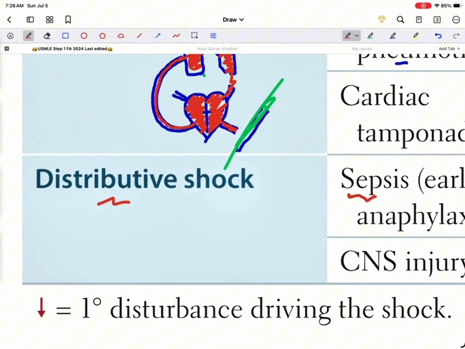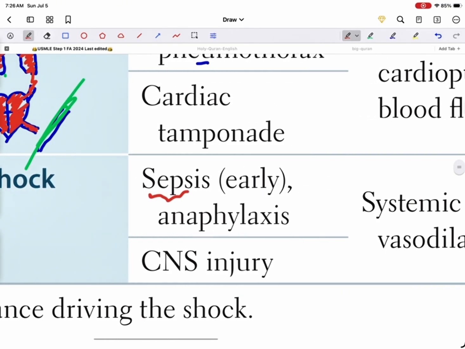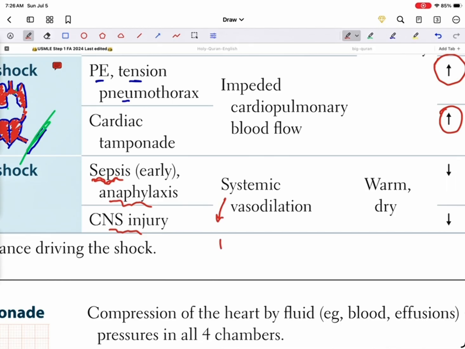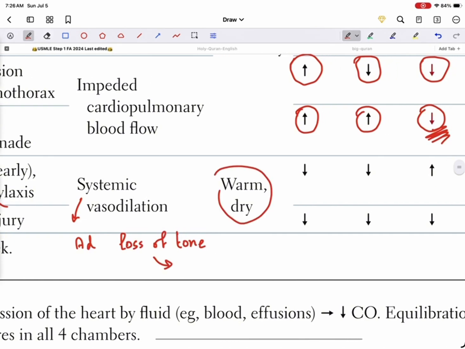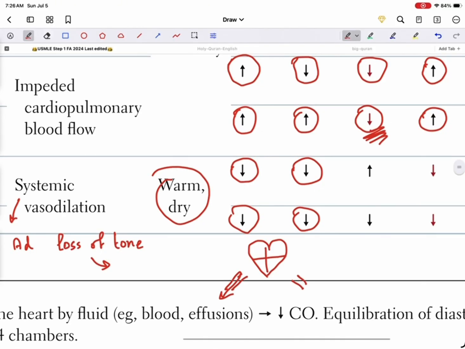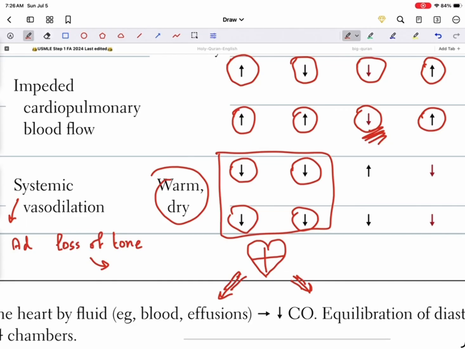What about distributive shock? Distributive shock is special, as in sepsis, anaphylaxis, or CNS injury. They would all cause systemic vasodilation, as there will be autonomic dysregulation, loss of autonomic tone, and vasodilation everywhere. Blood would be running, causing warm and dry skin. The CVP, central venous pressure, would be low, and the PCWP as well, because the heart is empty. Vasodilation everywhere in the body, taking blood away from the heart. The heart would be empty in all cases.